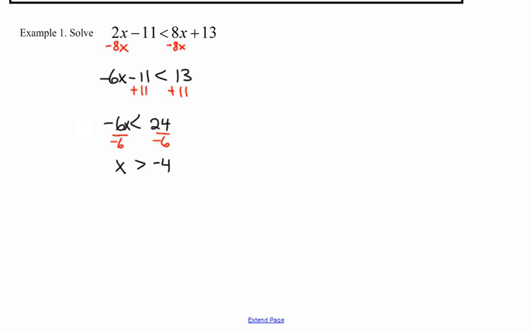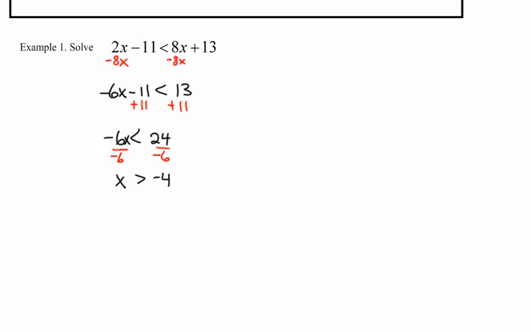Okay, but how would we write that now? Instead of writing our inequalities in set notation, we're going to actually write interval notation. So if it's greater than negative 4, our solution is not including negative 4, so it's a round bracket. Negative 4 to infinity would be our answer.